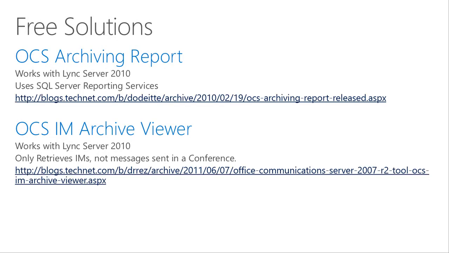The OCS IM archive viewer, I believe it queries SQL directly and lets you see what's in the database. It doesn't export the data, correct? Correct. And then the other thing we have now is we just released the Lync 2013 conferencing viewer. It's a client-side command line tool that you can use to grab the data from the file share and put it into a viewable HTML page.